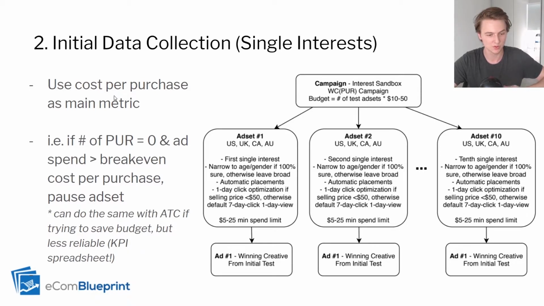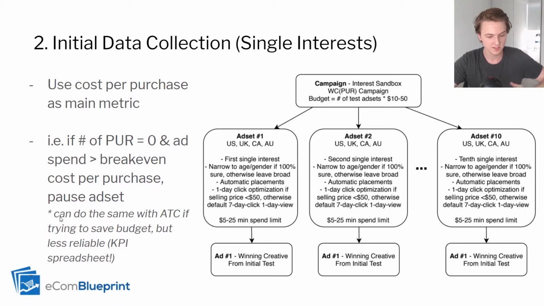Now, in terms of optimizing this campaign, what do you do once you launch it, right? So what you want to do is use your cost per purchase as the main metric. And I've already talked about this in the reading data lesson, so you should know what your KPIs are for cost per purchase. And so the way that I'd recommend you optimize this is, for example, if for a specific ad set, let's say ad set number 1 has 0 purchases and has spent over the break-even cost per purchase, you can find your break-even cost per purchase on the KPI sheet. So if it's spent above that amount and it has 0 purchases, that's probably not a good ad set, and so you could pause that ad set.